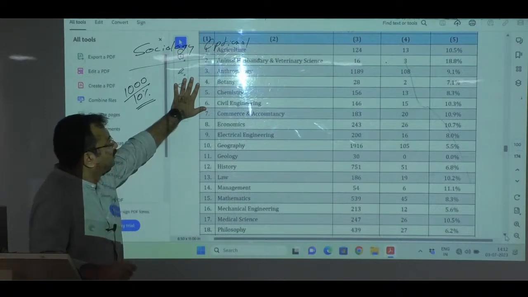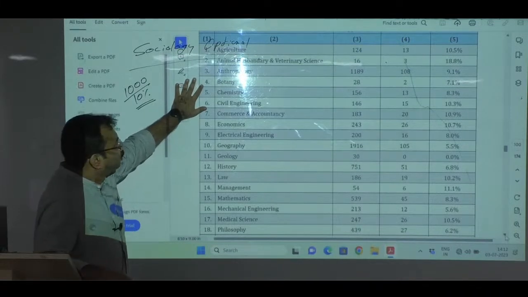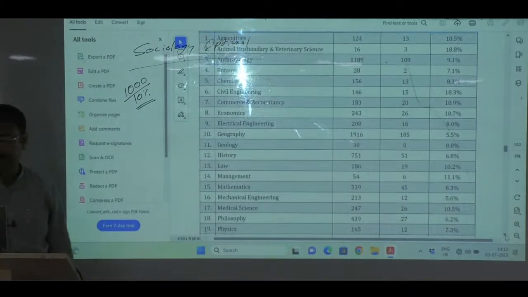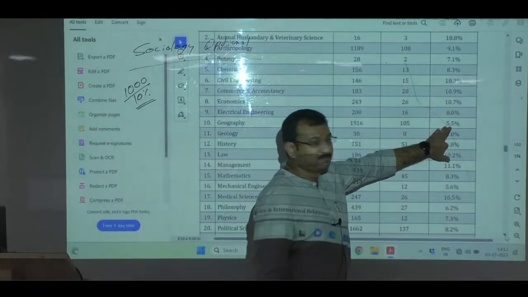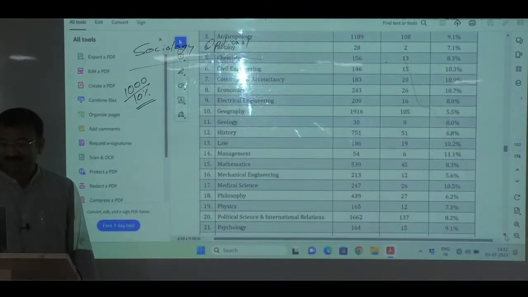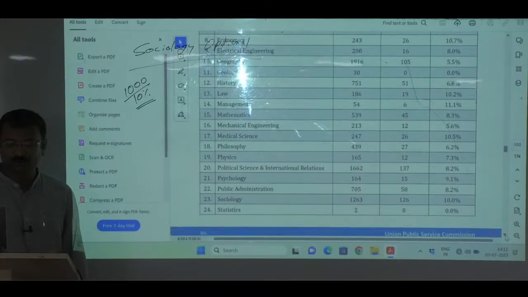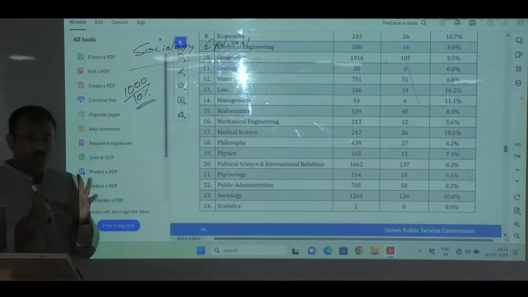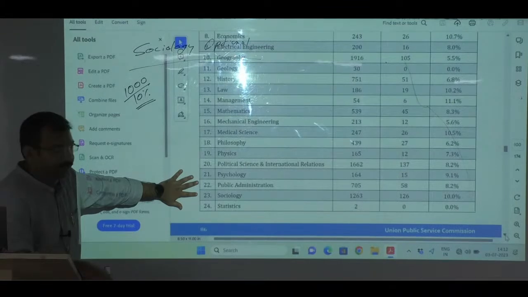But show me those subjects with which more than 1,000 students took those subjects and around 10% secured their selection. Anthropology. What is the percentage in geography? 5.5%. Is it around 10%? Even with law, see, 186. With management, 54. Practically, the only subject with 1,000 plus students ensuring 10% selection, that's sociology.